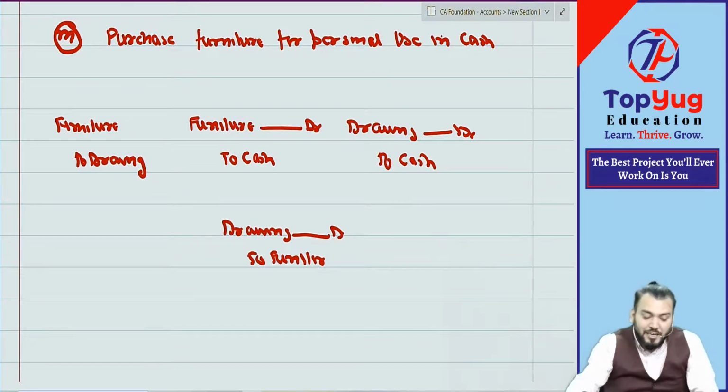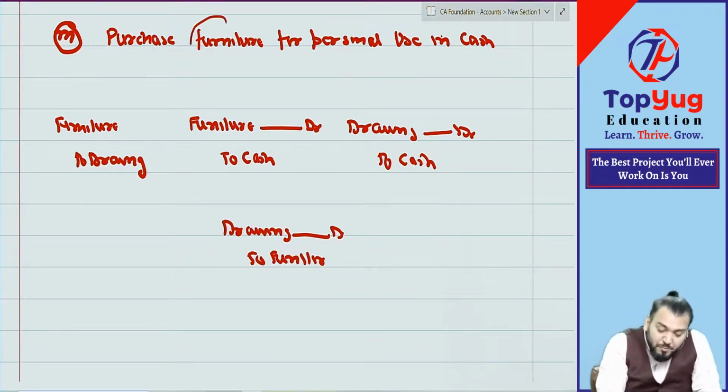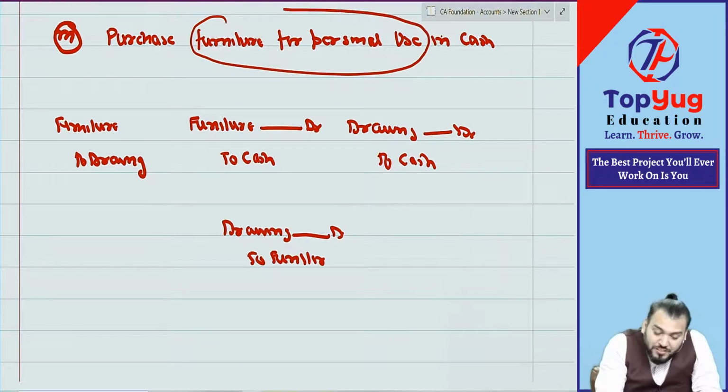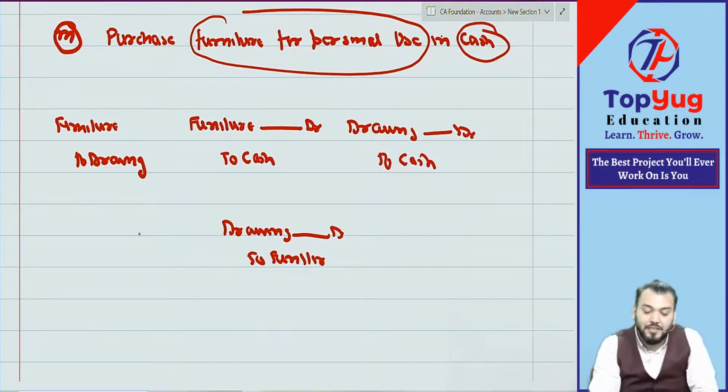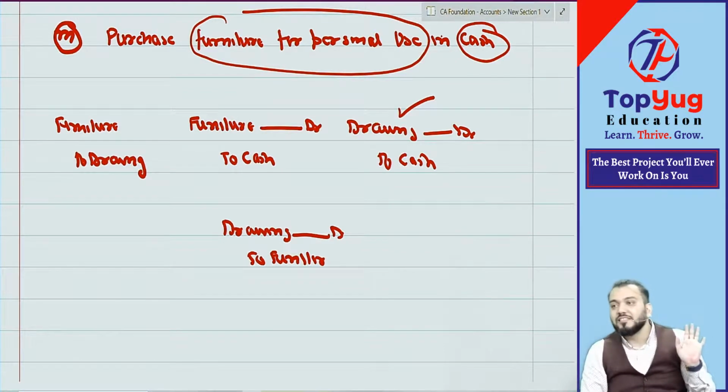Are you getting? Once again, purchase furniture for personal use. This furniture is not used for business purpose. Therefore, we will not open furniture account. Which account will we open? Drawing account. And the other aspect is what? Cash. So out of these, this is correct. Understood? Have you understood?